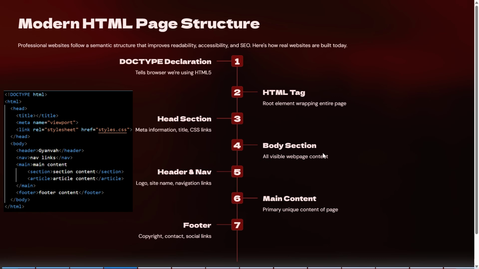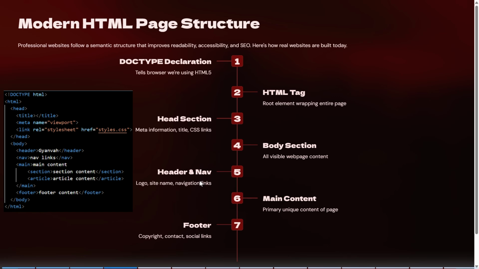At the top of the body, we usually start with a header. The header represents the top part of the web page and often contains the website name, logo, or a main heading. Inside or below the header, we commonly place the nav element. The nav section holds navigation links like home, about, courses, or contact, and helps users move around the website easily.